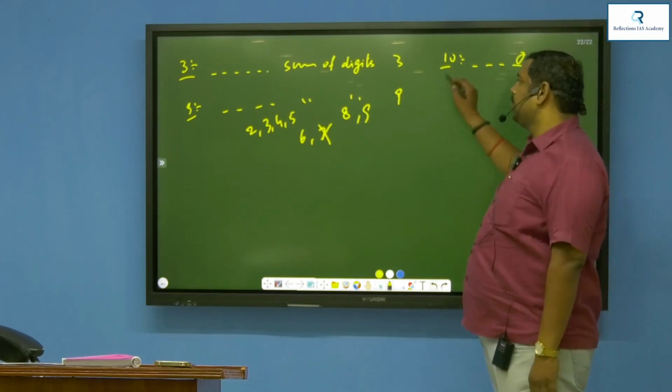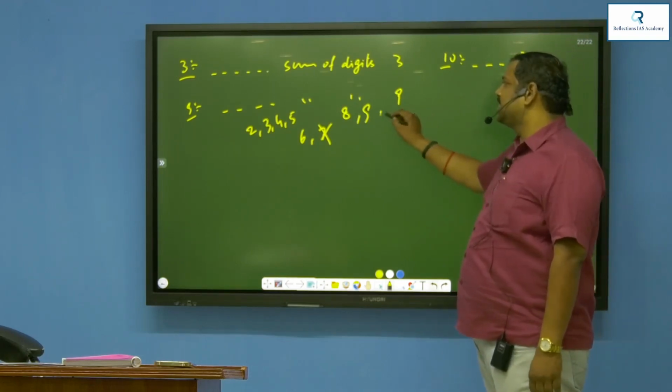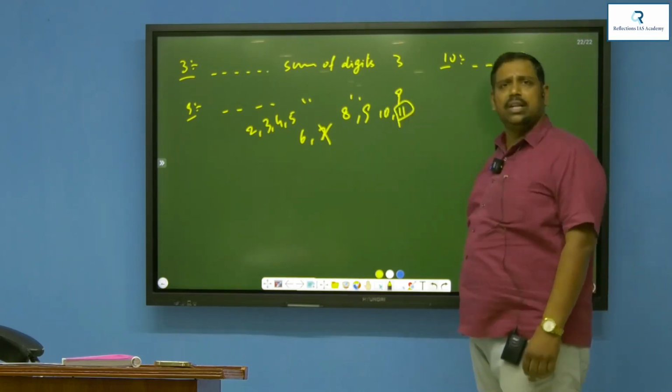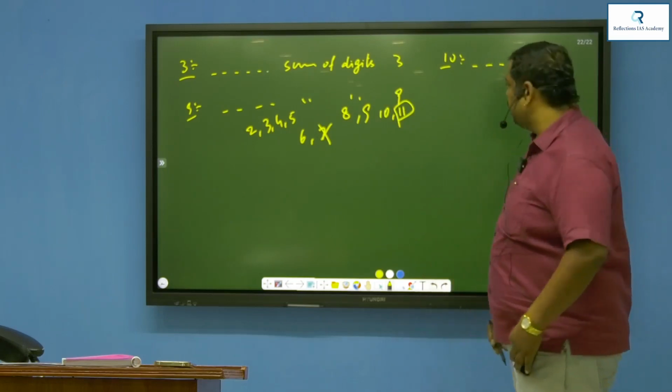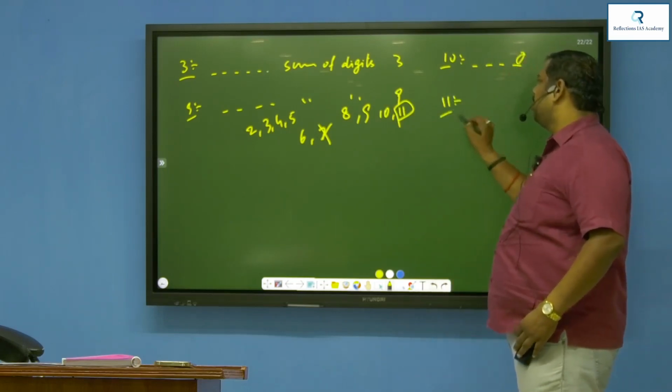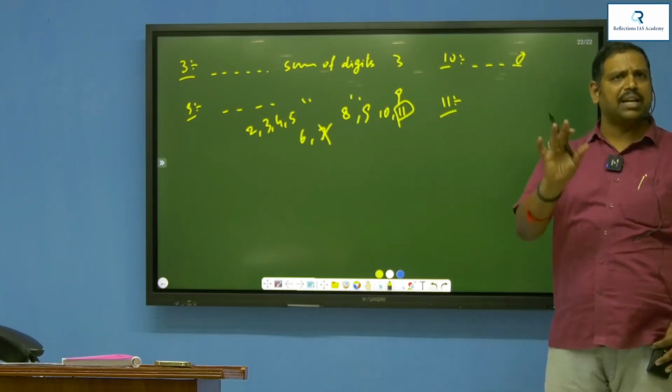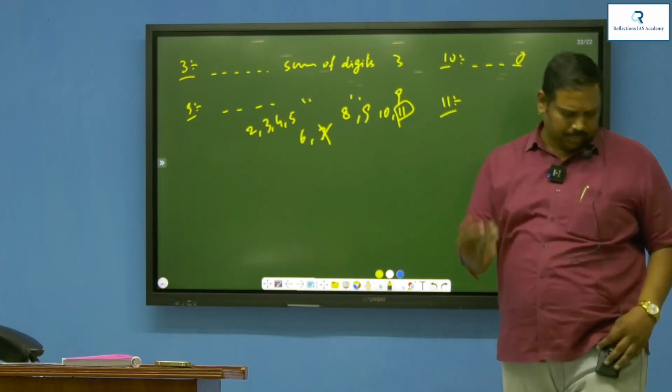Right, good. 10 is completed, now 11. Go with the divisibility rule of 11. Now, if I want to go with the divisibility rule of 11, I don't want theoretical, I want just practical application. Okay, good.